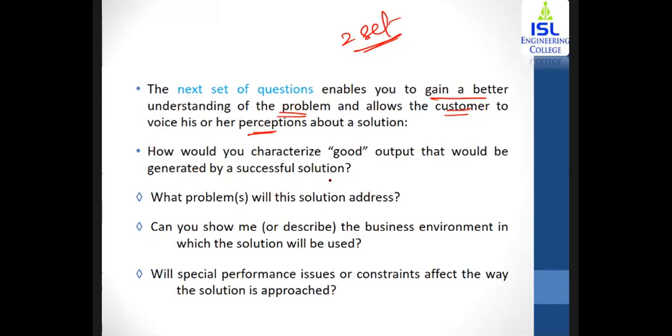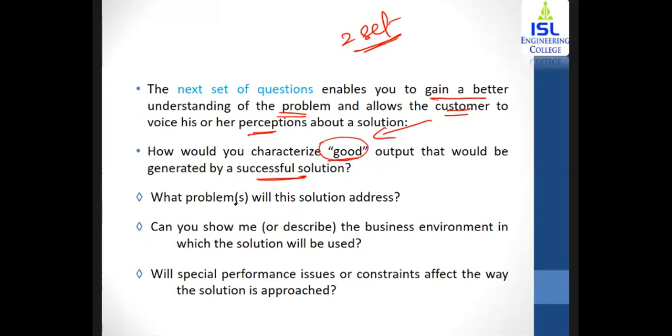Like, a question that is going to be asked here is, how would you characterize a good output? That is, the software that you're developing, based upon some specific input, is going to give you the output. Based upon that, how are you going to characterize good? That is, what does good mean according to this customer? That is going to be identified. Now, based upon his good output, you're going to identify the solution. That is how you're going to generate the software, and how your output is going to be. You're going to identify that.